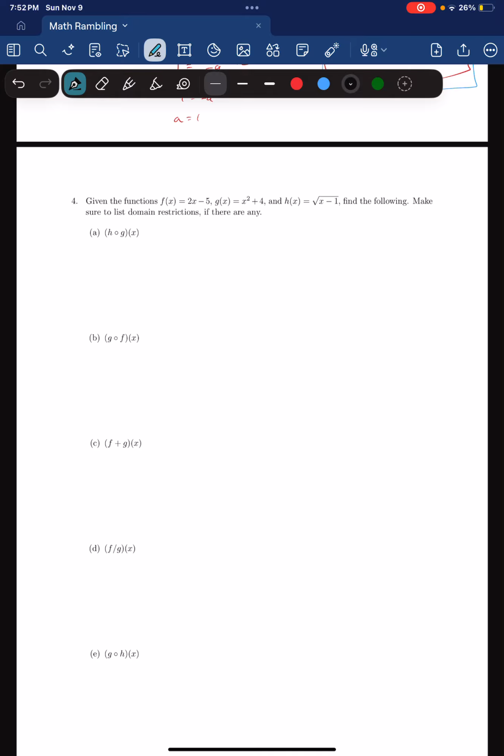All right. So this is function composition here. And we read this as h of g of x. So h of g means that we do h, and everywhere we see an x, we plug in g of x. All right, so h of x is the square root of x minus 1, but instead of an x, we're going to put g of x. So x squared plus 4, and then minus 1. All right, let's simplify this a little. Square root of x squared plus 3.